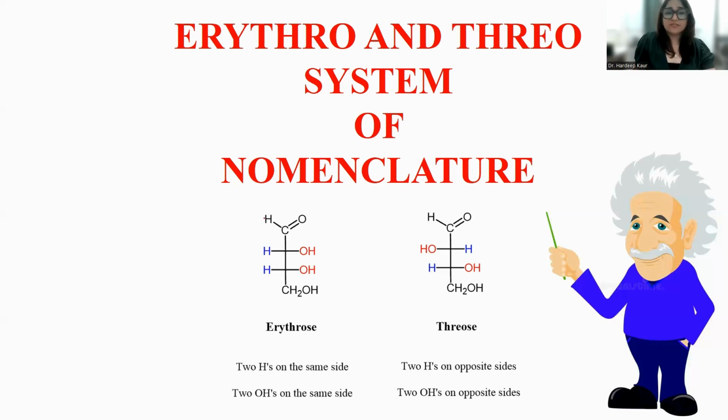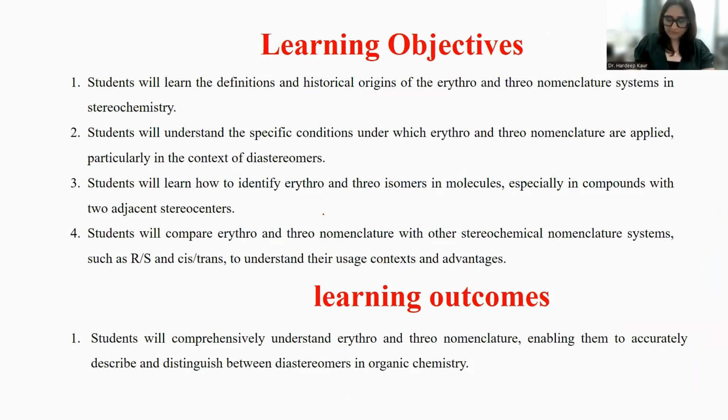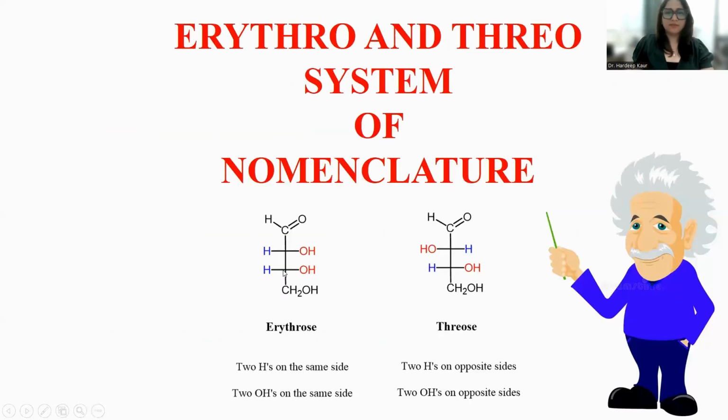So, if you see this picture, from the previous picture, these OH and OH bonds are on the same side. And the hydrogens, that are of blue color, are on the same side. They are called erythro. And when they are on the opposite side, we say they are threo. So, let's talk about something.